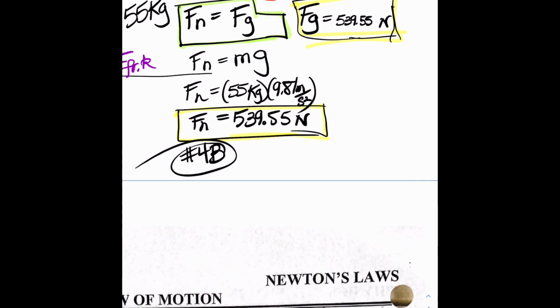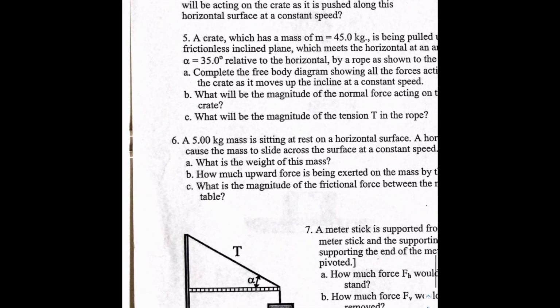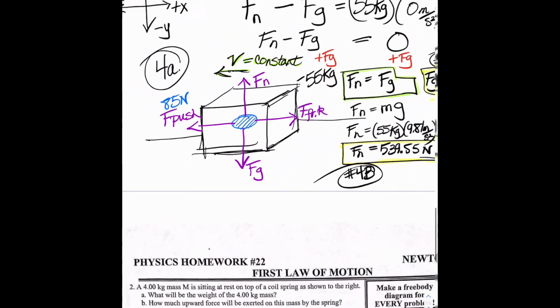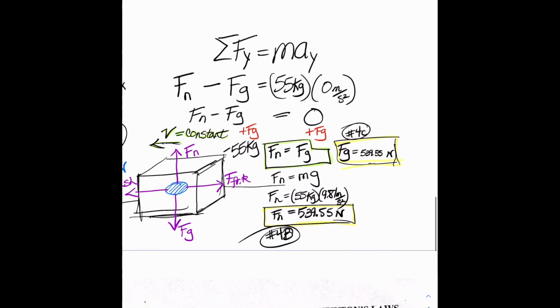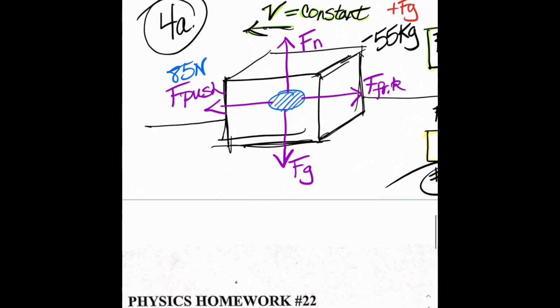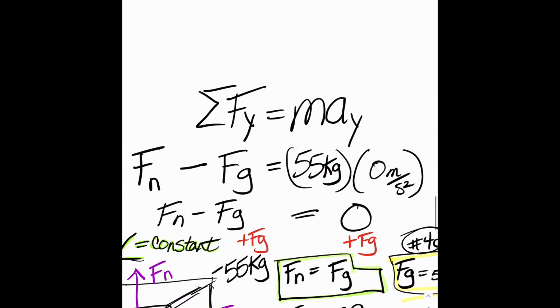So then let's go to the last one, which is 4D. How much frictional force will be acting on the crate as it is pushed along the horizontal surface at a constant speed? Okay, so frictional force is going to come from the x direction. And so let's start the same way we did with the y direction, which was sigma Fy equals may. So you can see Newton's second law being very important here in the y direction. Let's do the same thing in the x direction.